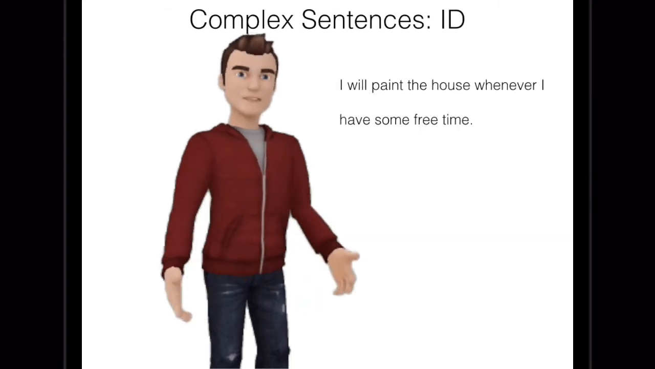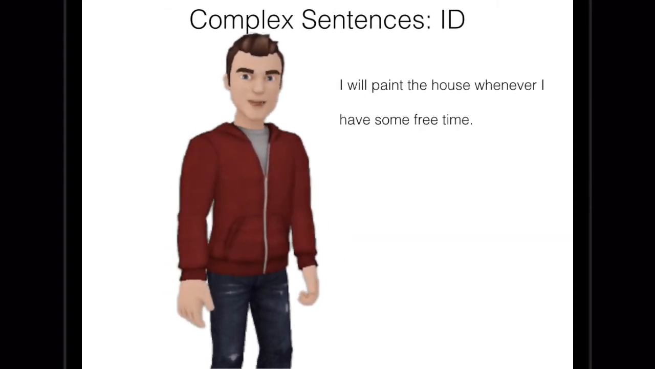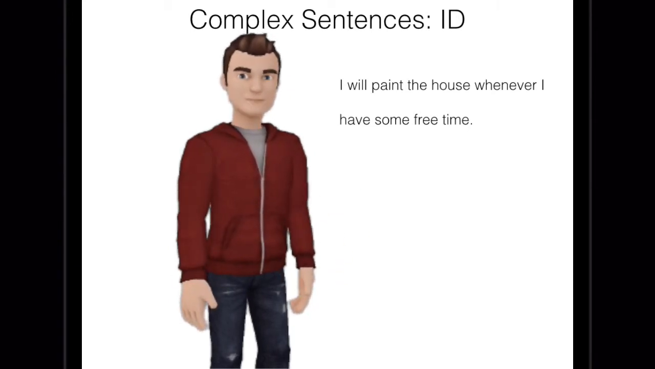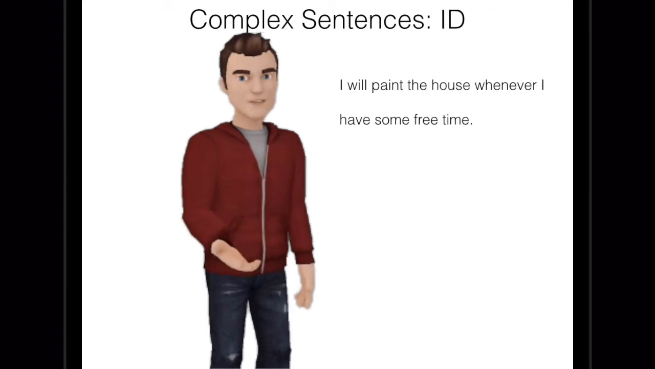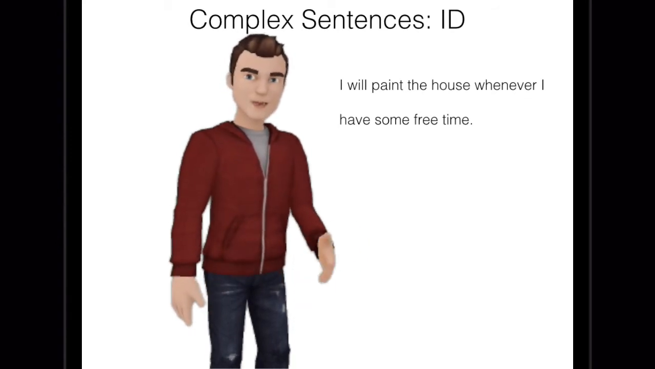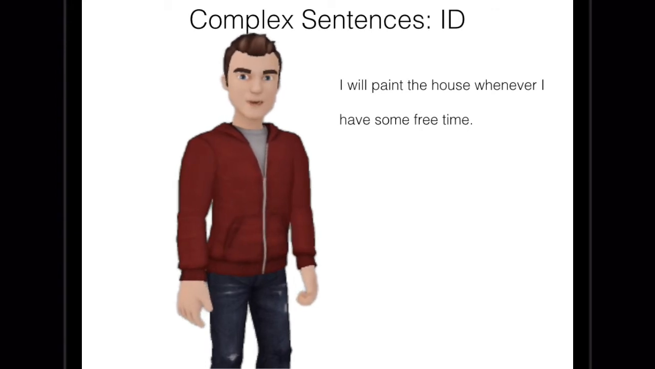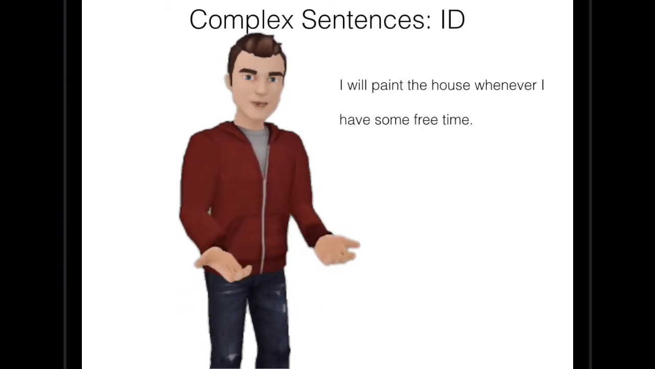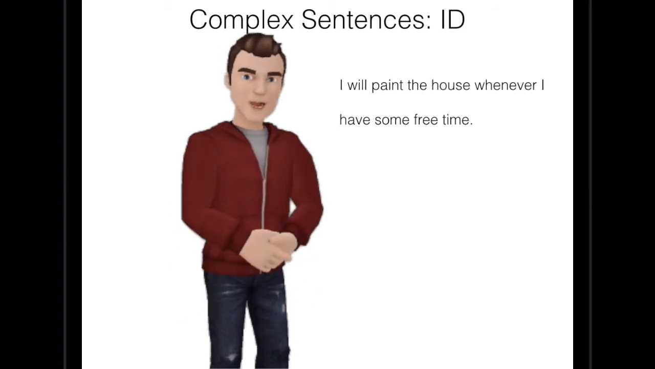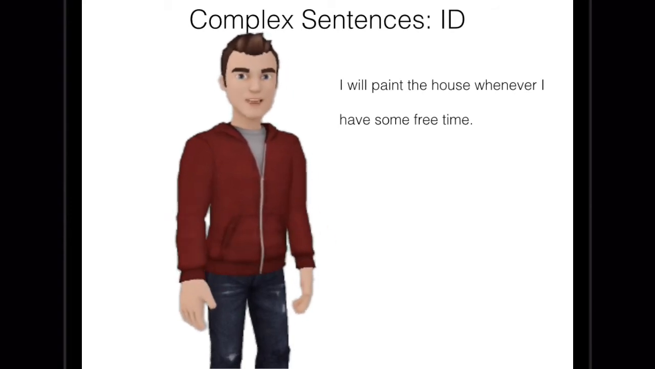The next type of complex sentence is an ID. And in this one, the dependent clause is at the end of the sentence. Notice that there is no comma in this case. Commas only go if you start off the sentence with a dependent clause. The only real exception is if you have the word although in there, and then it would be I, D. But otherwise, it would just be ID.